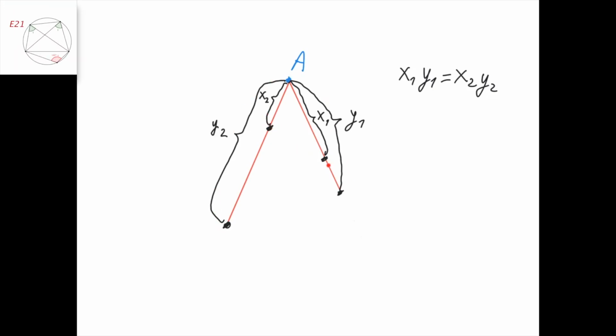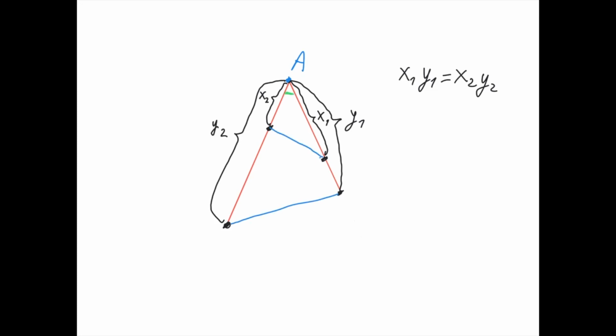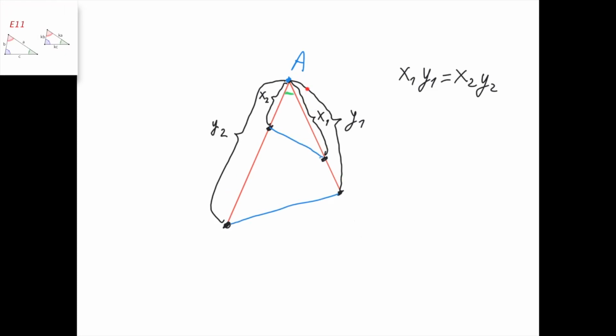And let's prove now that this quadrilateral is cyclic. Again, consider this triangle and this triangle. Well, they are similar because they share an angle, and the ratio of the sides at that angle in both triangles is the same, because this can be rewritten as x1 divided by x2, which is the ratio of the sides of this triangle, and it equals y2 divided by y1, which is the ratio of the sides of this triangle, the sides at this angle here.